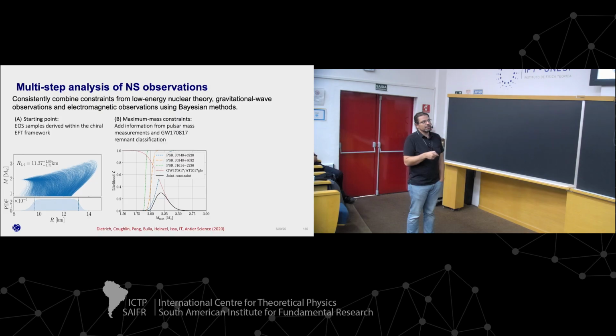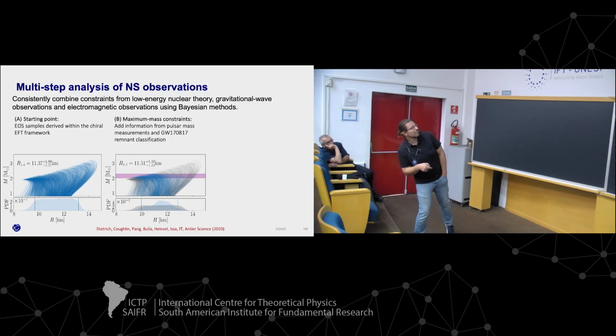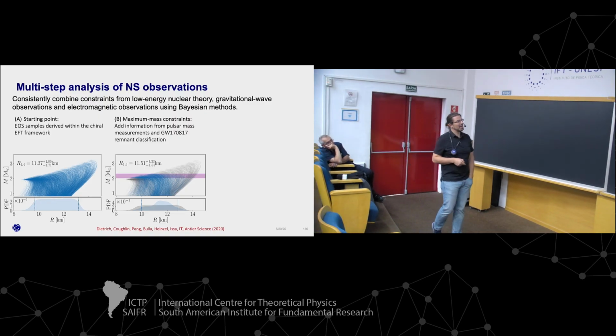There's also an upper limit. I will not tell you where this comes from, but generally these observations give you a lower limit. And if you plug this in, it looks green, no? I don't know. It should be gray and blue. I don't know why it looks green. But anyways, you basically constrain part of the equation of state.